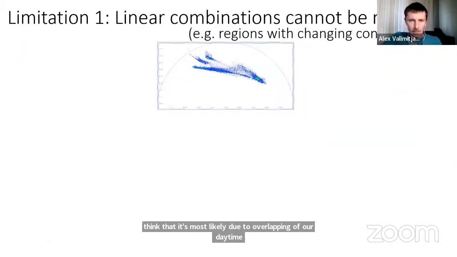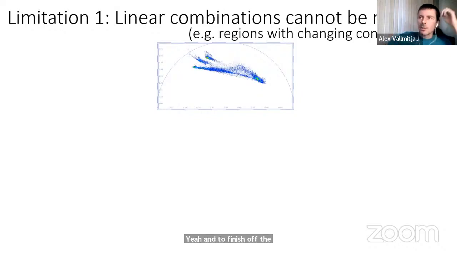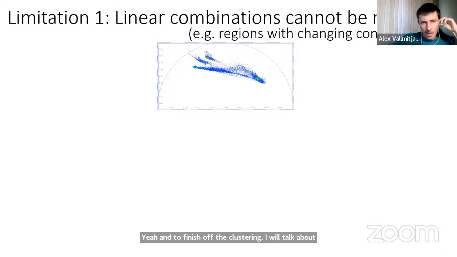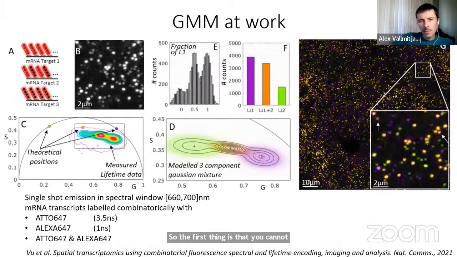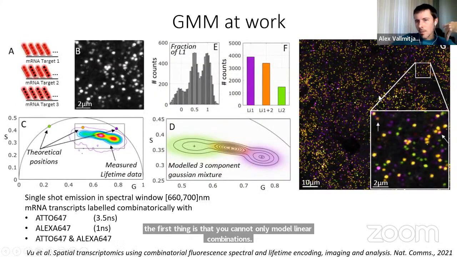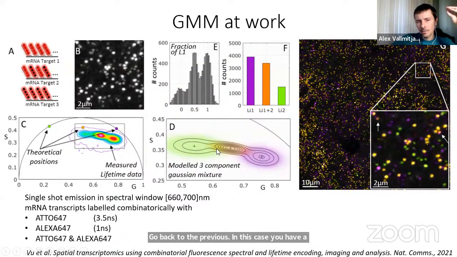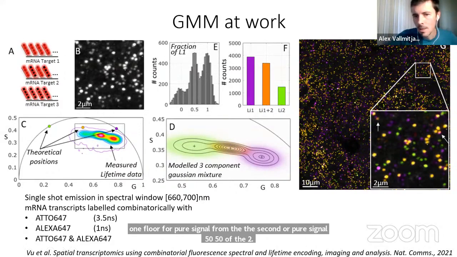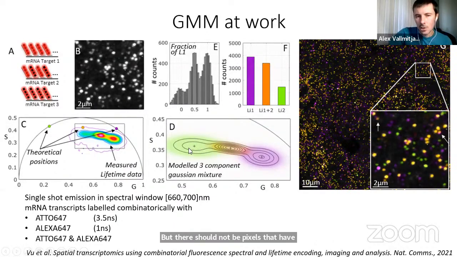Yeah. And to finish off the clustering, I will talk about some of the limitations of the method. So the first thing is that you cannot model linear combinations. Going back to the previous case, you have a bunch of pixels that can only have either pure signal from one fluorophore, pure signal from the second, or pure signal 50-50 of the 2. But there should not be pixels that have a gradual concentration between 1 and the 50-50, say.